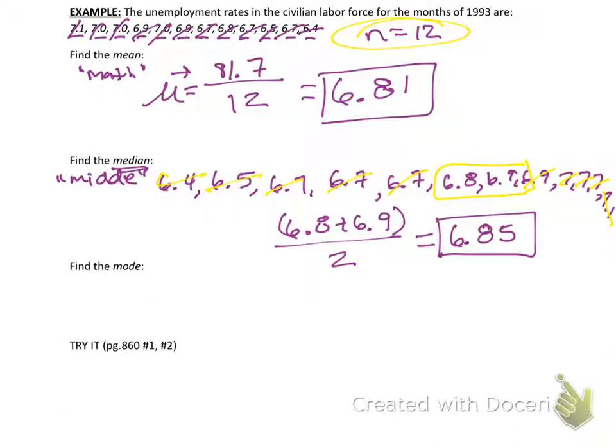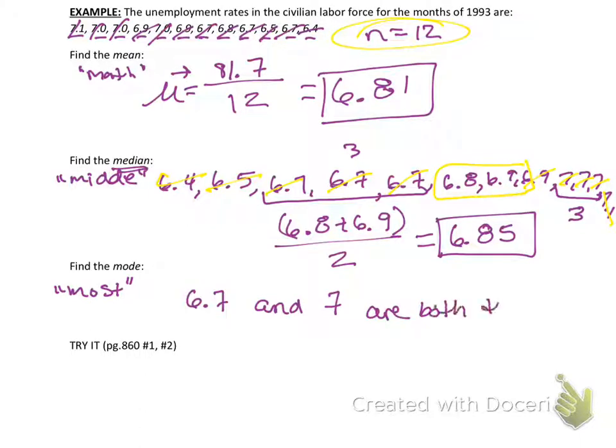Lastly is the mode. The mode is the one that occurs the most. So it's nice when it's in order like this already. So if I look up at this one, I see 6.7 occurs 3 times. 7 occurs 3 times also. 6.9 only occurs twice. So there's 2 numbers here that both occur the most. So which number do I write? It's a trick. You write both of them. 6.7 and 7 are both the mode because they both occur 3 times.